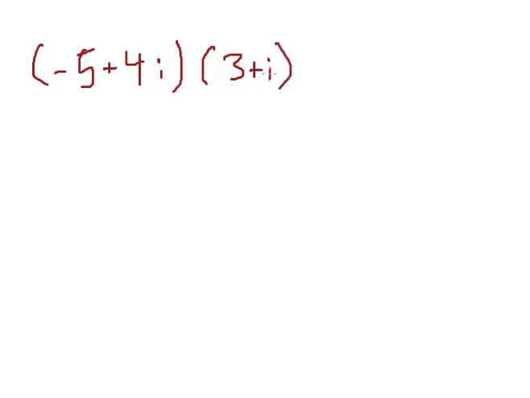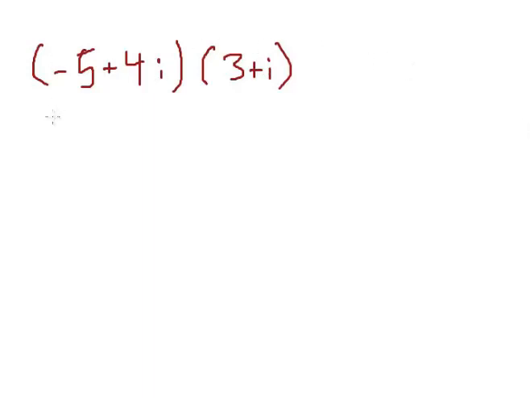Let's say I give you a binomial that you have to multiply out. Let's say I give you negative 5 plus 4i times 3 plus i. Now, what they ask you to do is to leave it in terms of a complex number. A complex number means you have a real number and an imaginary number. Anytime you have an i, you have an imaginary number. Well, let's see how to do this.